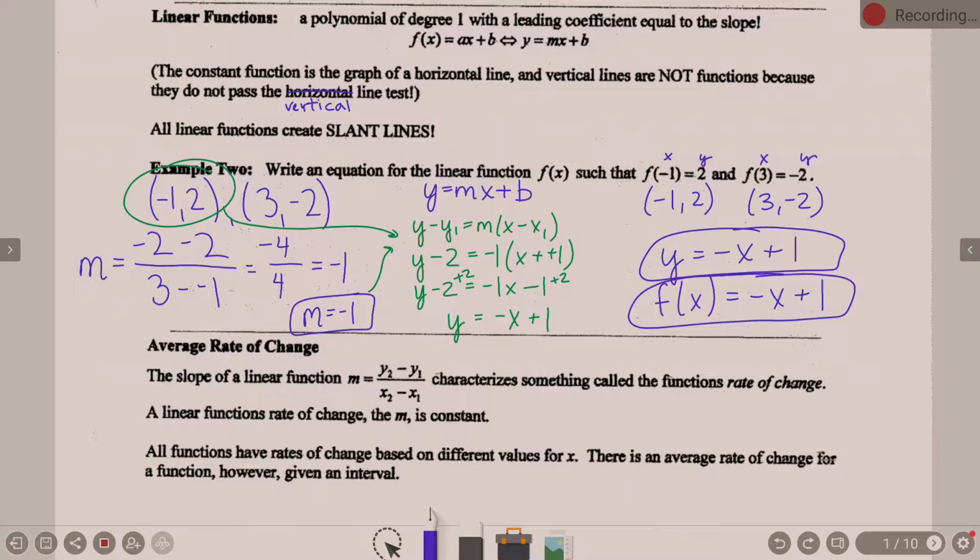Okay. That's technically an Algebra 1 skill that we reviewed in Algebra 2. Did it come back to you a little bit today? Okay.